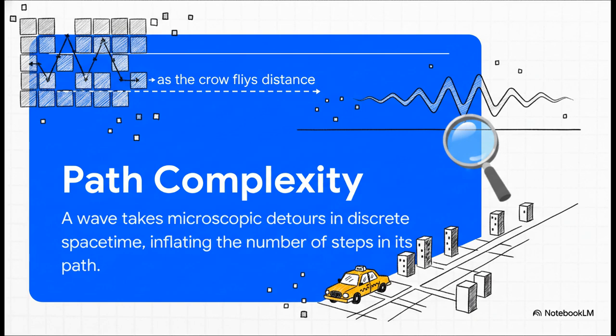Because a wave can't just cut across the pixels, it's forced to take all these tiny detours. Think about it like a taxi in Manhattan. It can't just drive diagonally through buildings to get from point A to point B. It has to follow the grid of streets, right? So its actual path is way longer than the as the crow flies distance. And that inflation of the path is what actually creates the wavelength we see.